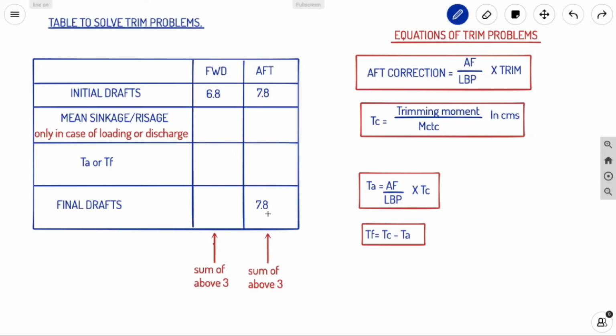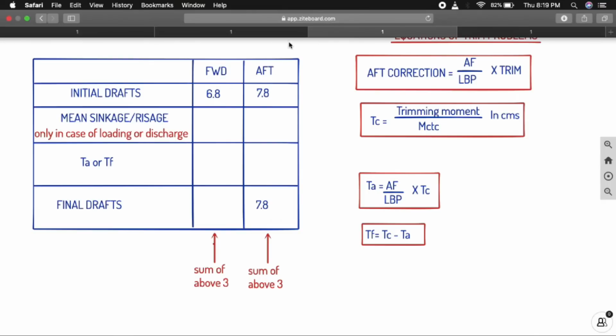What does this mean? We know from the table that 7.8 plus mean sinkage or ICH plus TA over TF should be your final draft, the sum of these three. So if you want your initial draft to be your final draft, the sum of mean sinkage or ICH, TA and TF should be equal to 0. That means your mean sinkage or ICH should be equal to your TA. Since it's aft, it is TA.